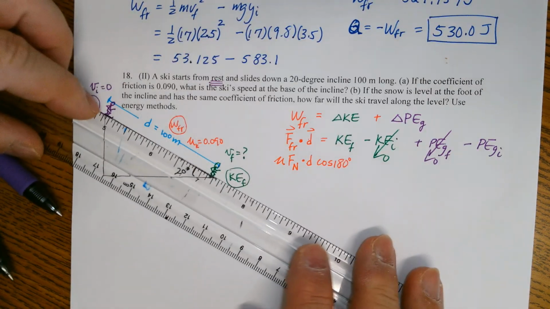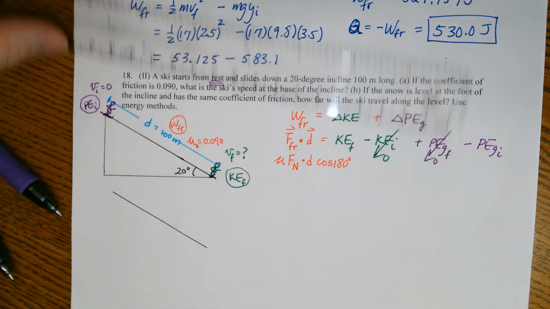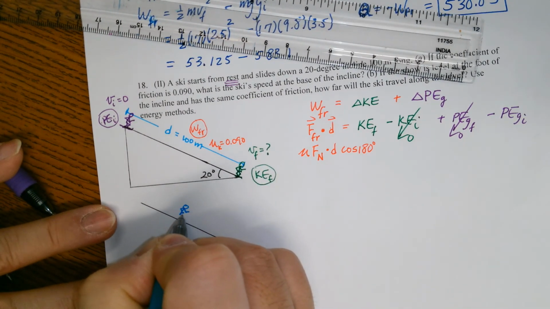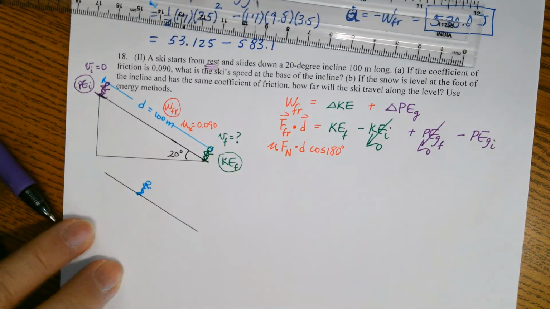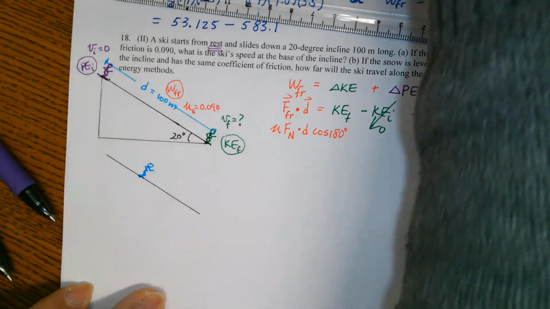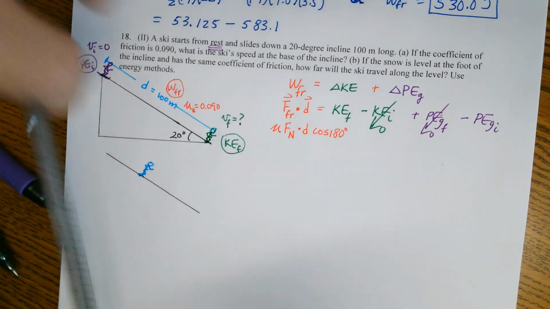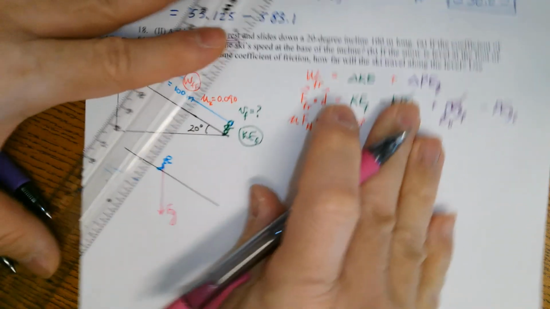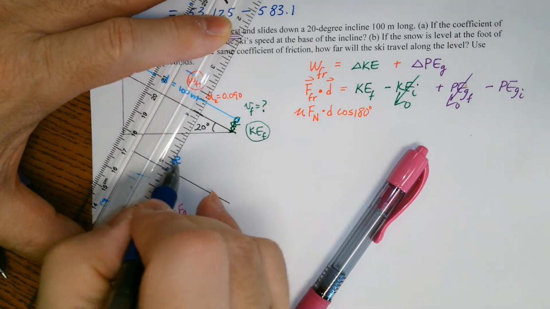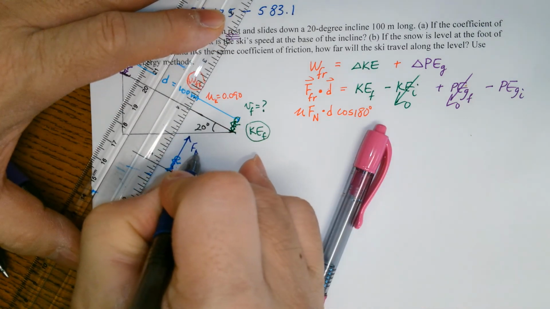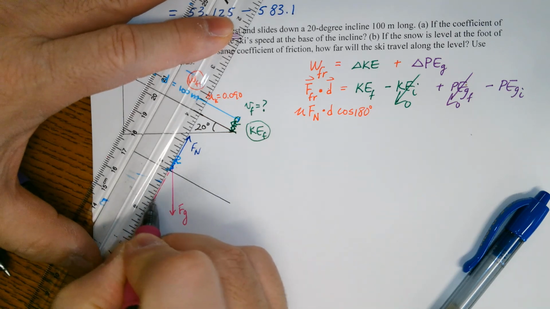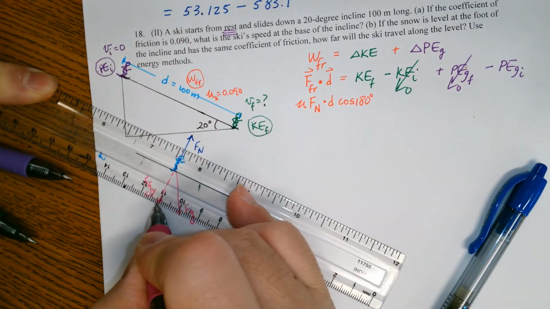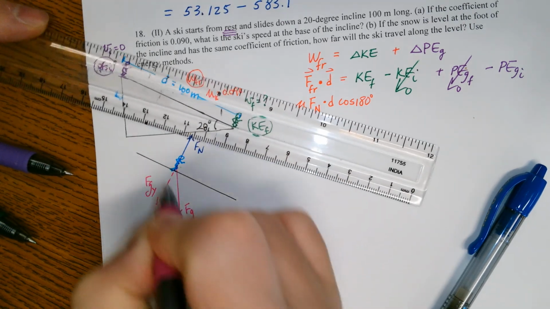So if we were to draw a quick free body diagram of this, right? So here is the skier, let's say, right? So here's the skier. So we have FG going straight down. So here's FG. Here is F normal. And here's the FGY, right? And here's the FGX. Here's the angle 20 degrees.